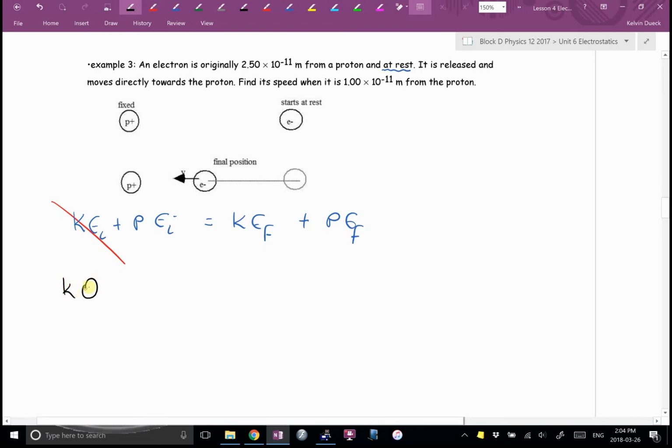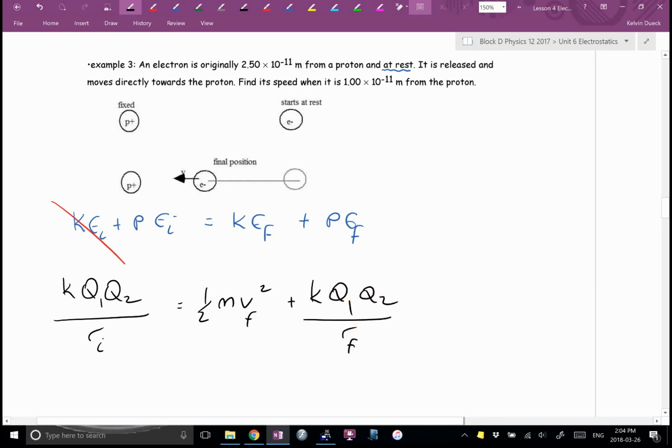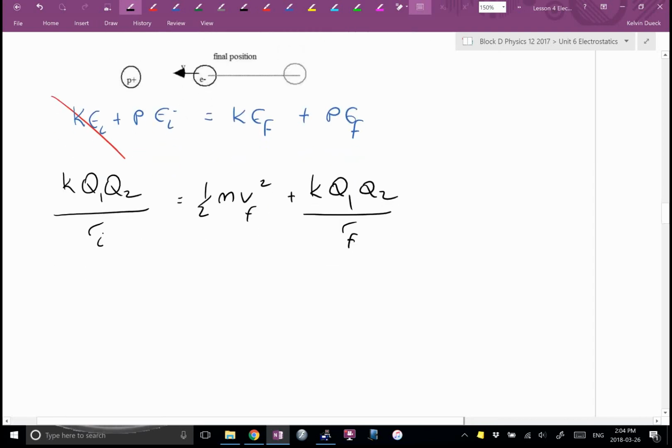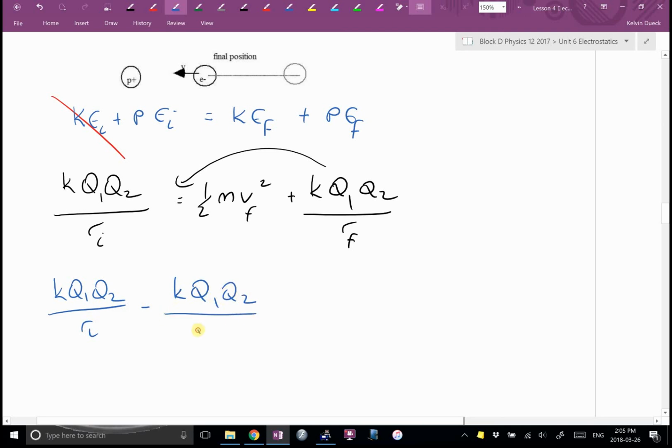It's going to be k Q1 Q2 over R initial. That equals a half m v final squared plus k Q1 Q2 over R final. What am I trying to find? I probably could get the v by itself, but just like back for gravitation, I'm not going to bother. I'm going to move this to that side. I'll get k Q1 Q2 over R initial minus k Q1 Q2 over R final, that equals a half mv squared. And then once I get this as an answer, I'll times by 2, divide by m, square root. But I'm not going to try and get the v by itself right away.